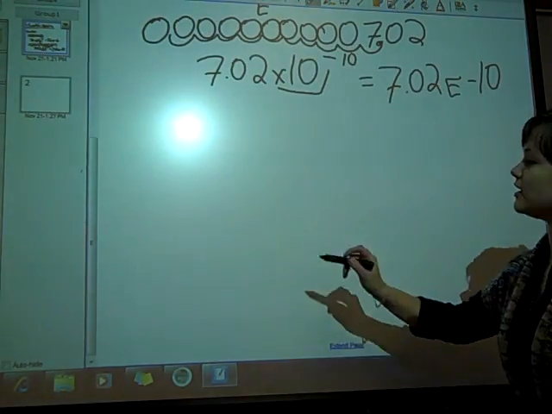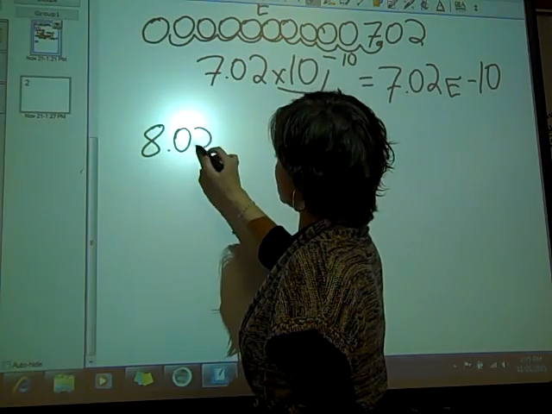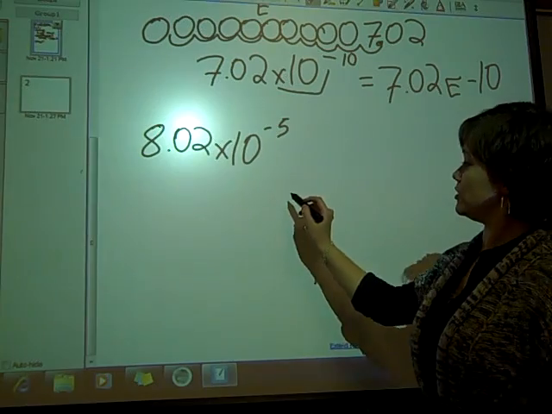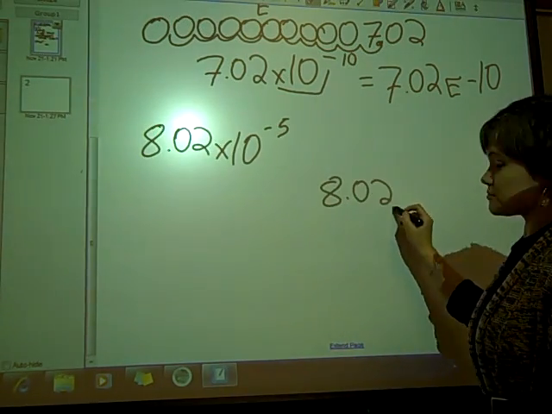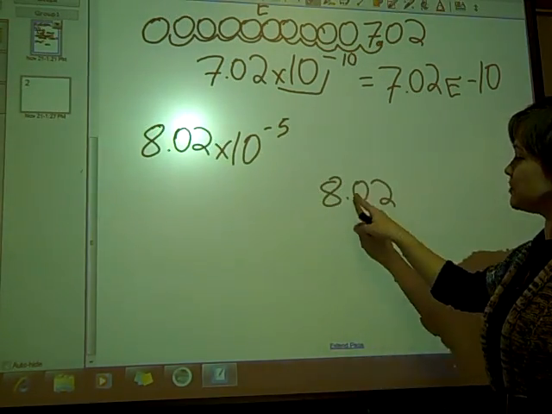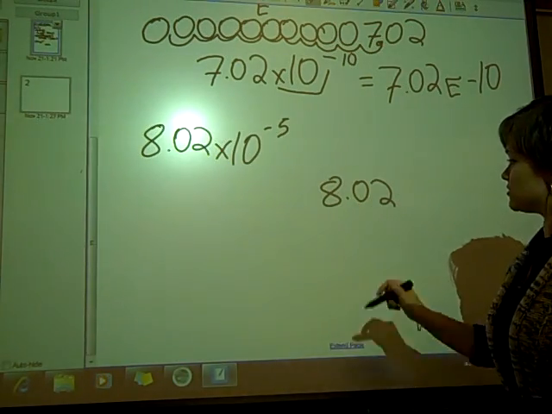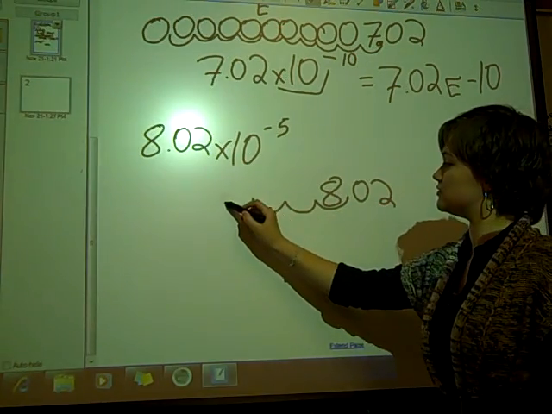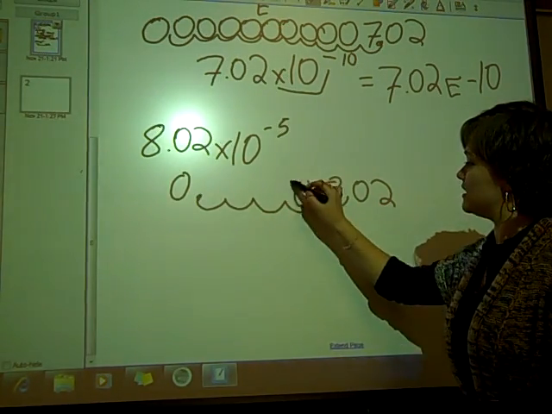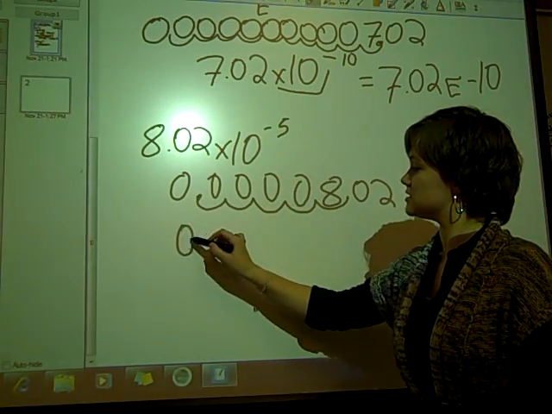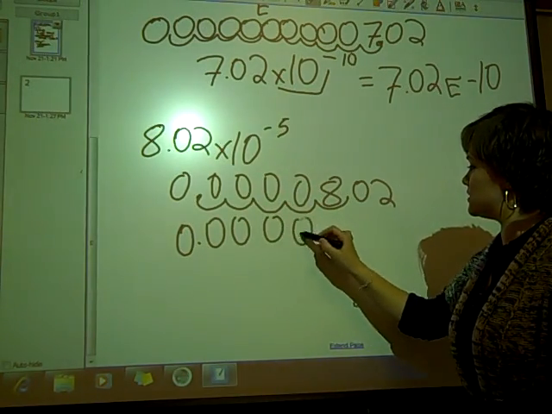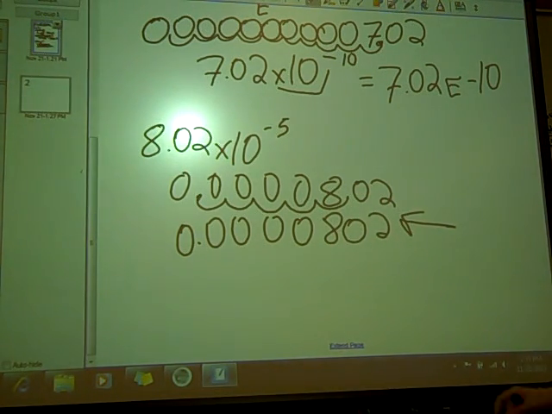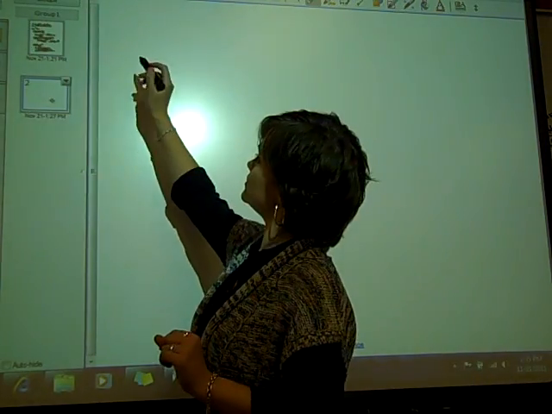If we were to go the other way, if we were given an exponent and asked to put it into its regular form, we would start off with the decimal. I know this is a negative exponent, so I'm going to be going this direction. How many places? 5 places. 1, 2, 3, 4, 5. Fill in my empty bumps with zeros. And there it is.